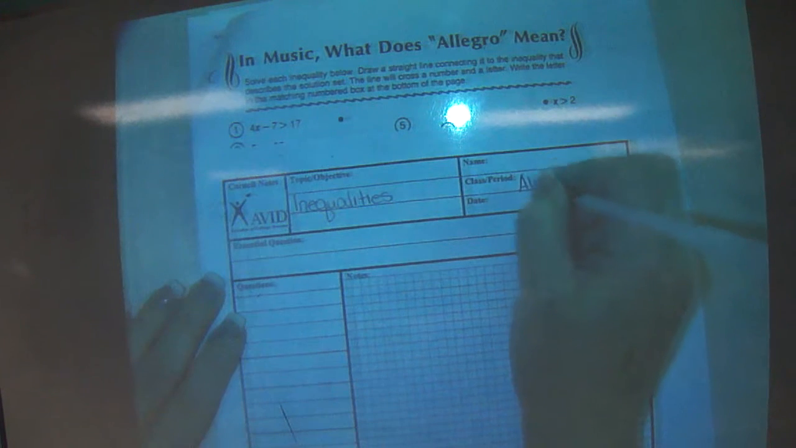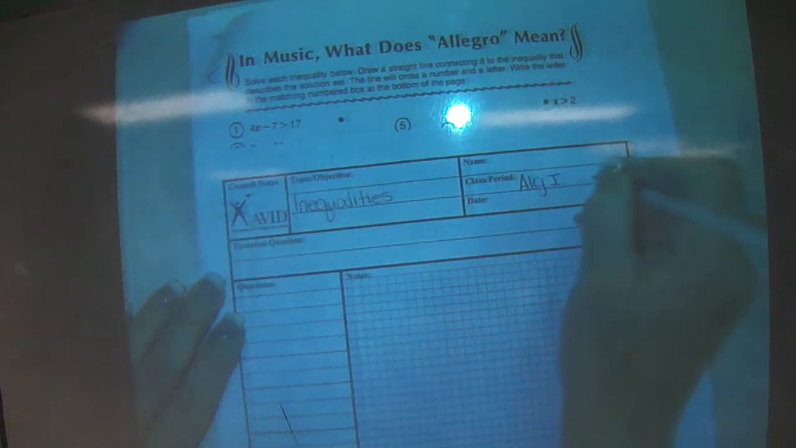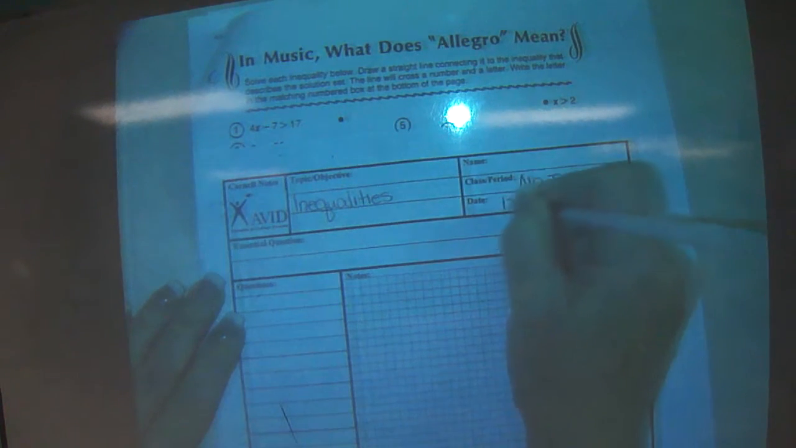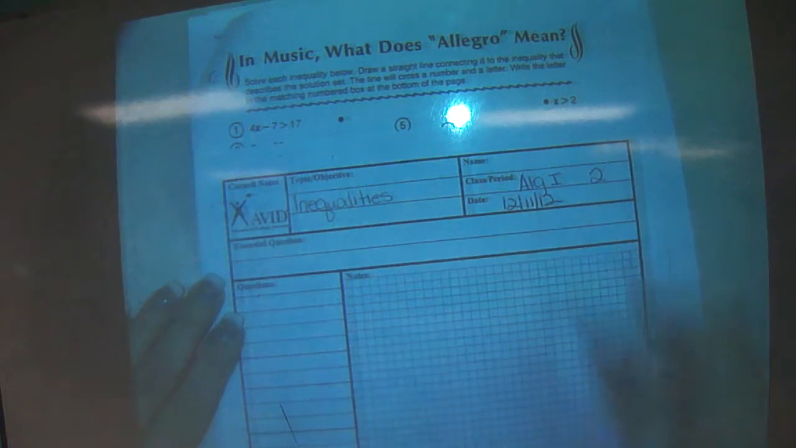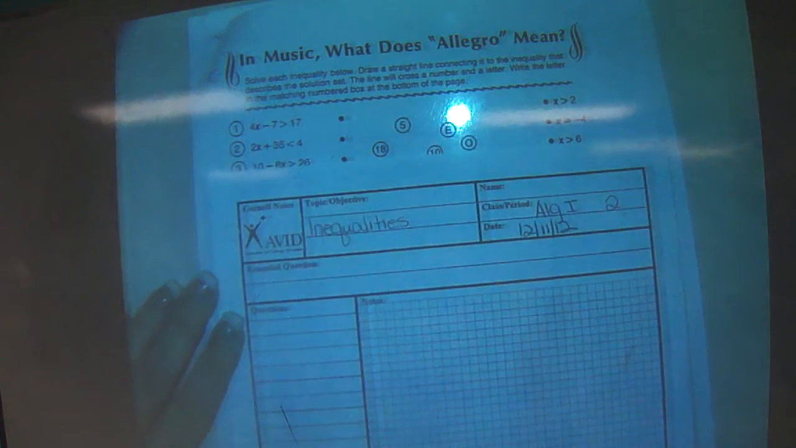It's Algebra 1. We happen to be in period 2, and today is 12, 11, 12. It's a palindrome. Yeah, tomorrow's 12, 12, 12. And I have all my classes.